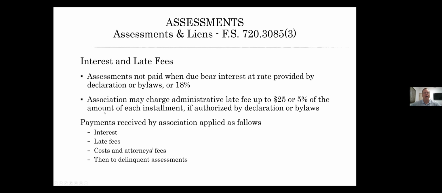When an owner gets behind, a lot of times what happens is the association sends them a letter, you tack on interest and perhaps the late fee, and a lot of owners will run down to the manager's office and pay their assessments immediately, but they won't include the interest and the late fees, or if an attorney wrote the letter, they won't include the attorney's fees. So what the statute provides is that when you receive a payment like that, you apply the payment first to interest, then to late fees, then to costs and attorney's fees, and only then to the delinquent assessment.